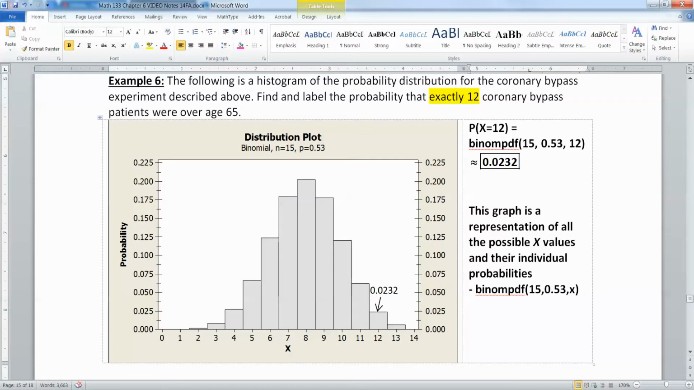Let's stop right here, and in the last video I'll tackle the last two examples, which are comparing probability histograms from different experiments with different p-values. So I'll see you back here then for that last part.